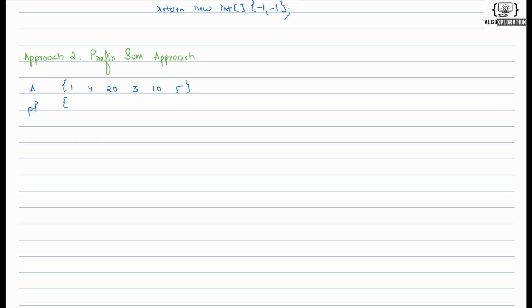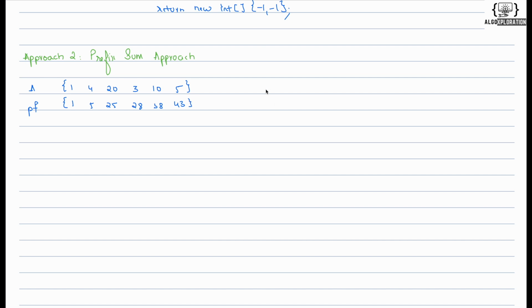So prefix sum will be nothing but, for this it will be the sum of the elements till this point. If we talk about this value, it will be the sum till this point. If we talk about this element, it will be the sum till this point. Okay, that means 1 plus 4 plus 20 plus 3. I hope you know this now. So 1, this will be 5, this will be 25, 28, 38 and then 43.